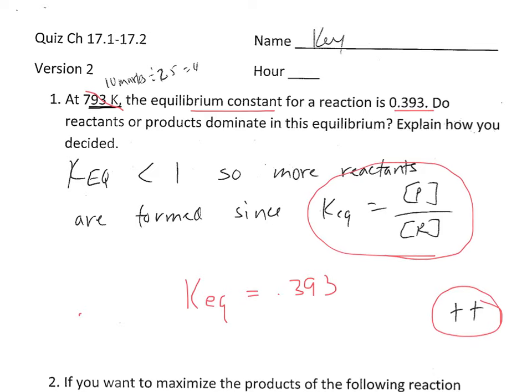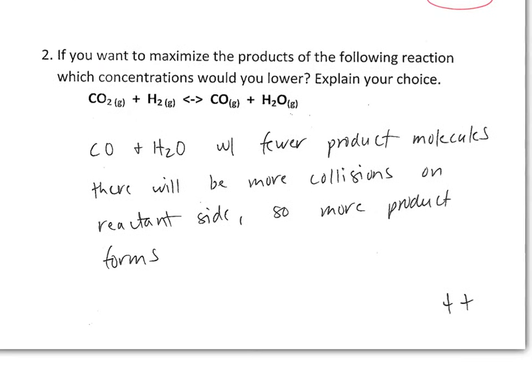So then looking at number 2, people did pretty well on number 2. If you want to maximize the products of the following reaction, which concentrations would you lower? Well, anytime you want to maximize products, you either have to increase the reactants, the collisions, or decrease the collisions on the product side. So since I'm being told I have to lower something, that means I should be lowering either of my products, CO or H2O or both, which would cause fewer collisions on the product side, which means there'd be more collisions on the reactant side and more product would form.